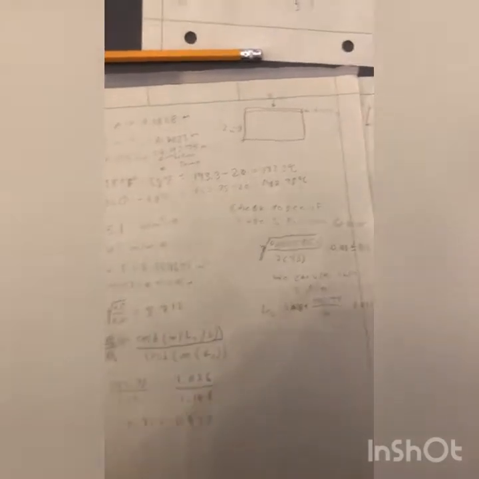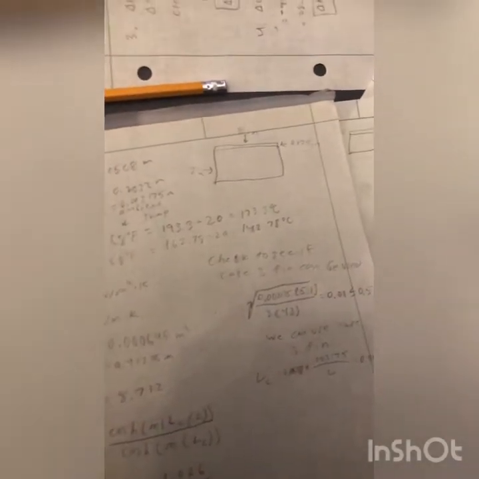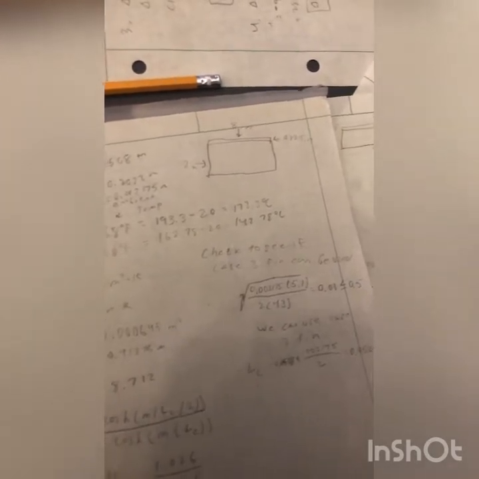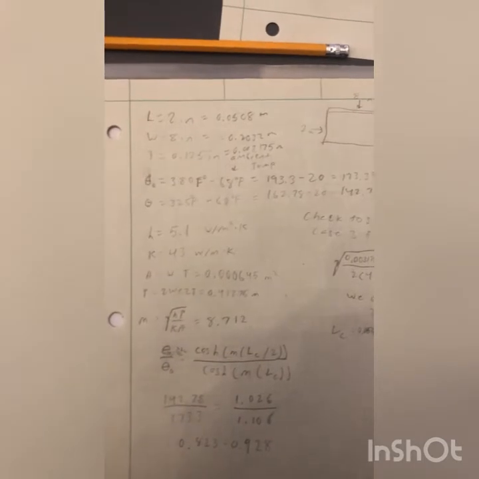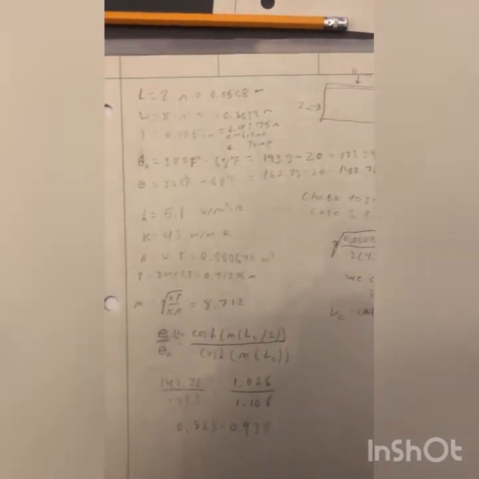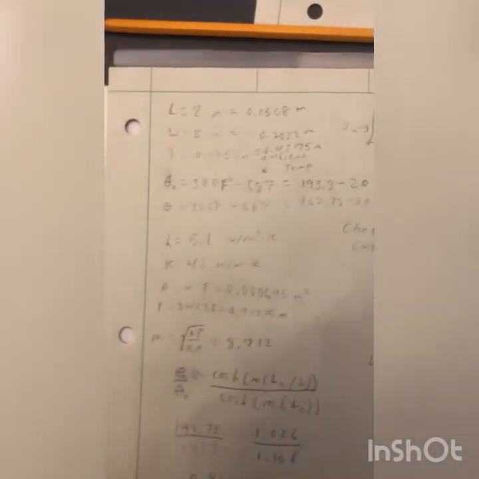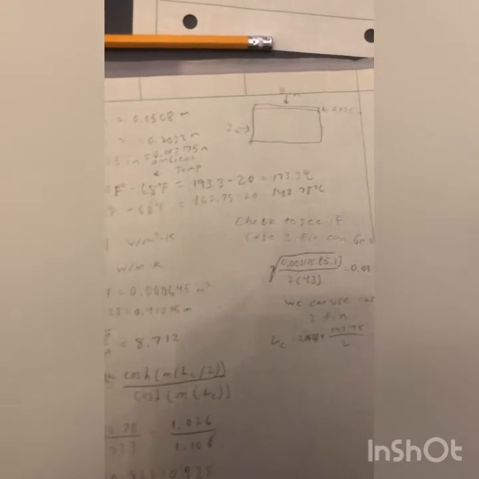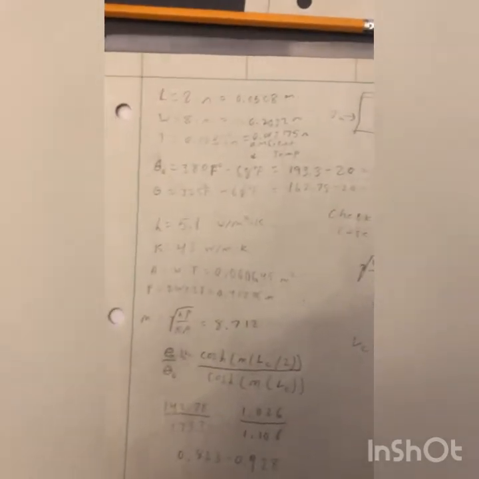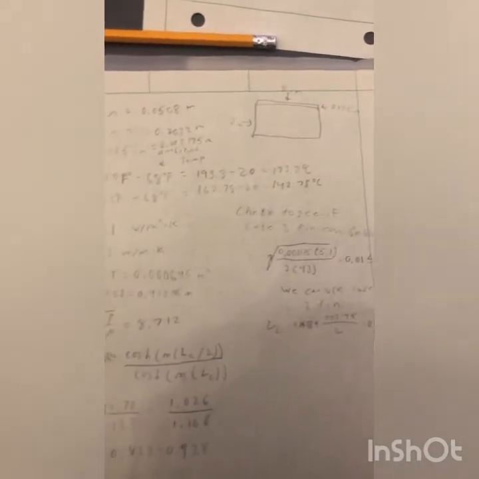Okay, so I measured the fin, and the length is 2 inches, the width was 8 inches, and the thickness was 0.125 inches. I converted those things to meters, and the ambient temperature is about 68 degrees Fahrenheit. I converted all the temperatures to Celsius, and we have our theta naught was 173.3 degrees Celsius, and our theta from half of it was 142.78 degrees Celsius.